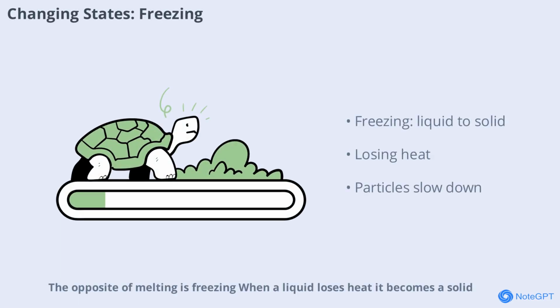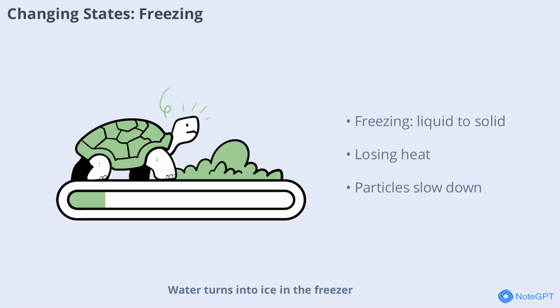The opposite of melting is freezing. When a liquid loses heat, it becomes a solid. Water turns into ice in the freezer. Freezing happens because the particles lose energy and slow down, locking into place to form a solid.